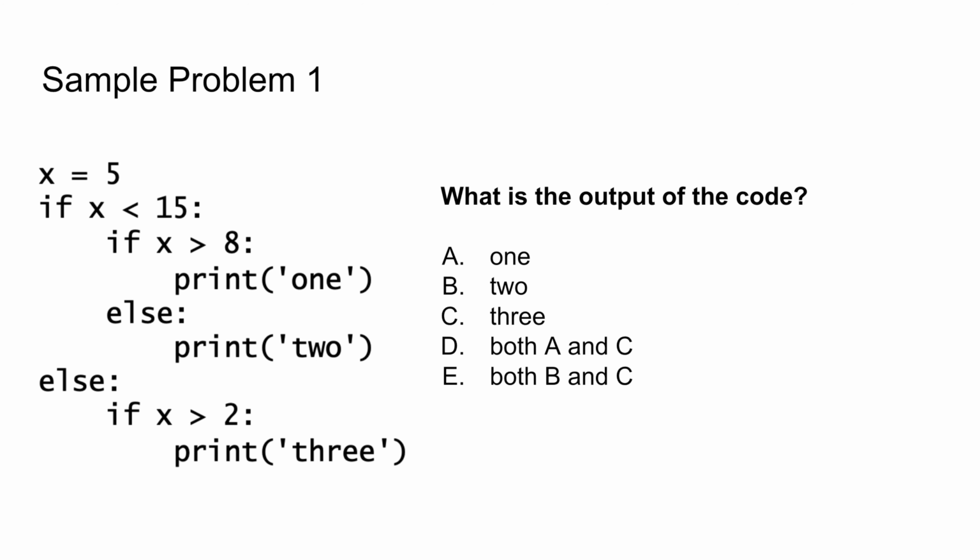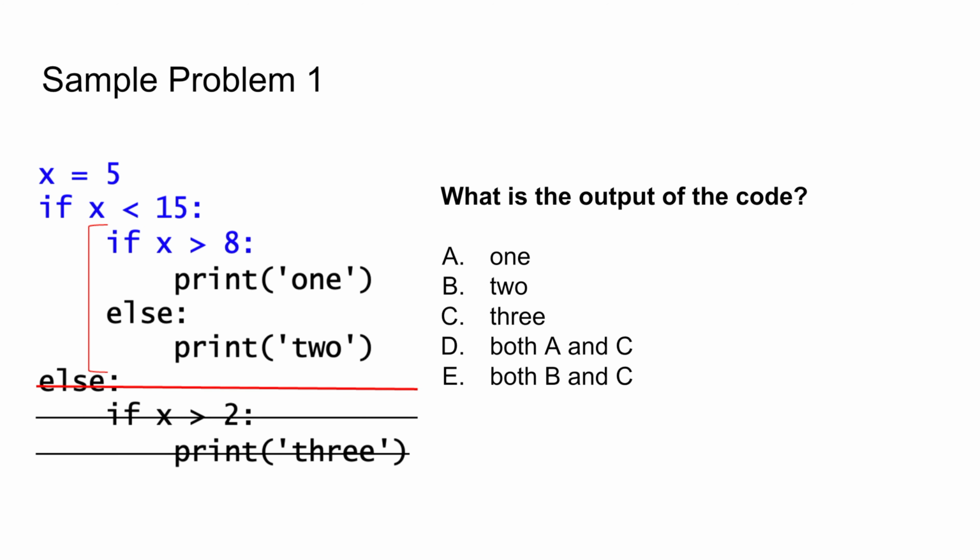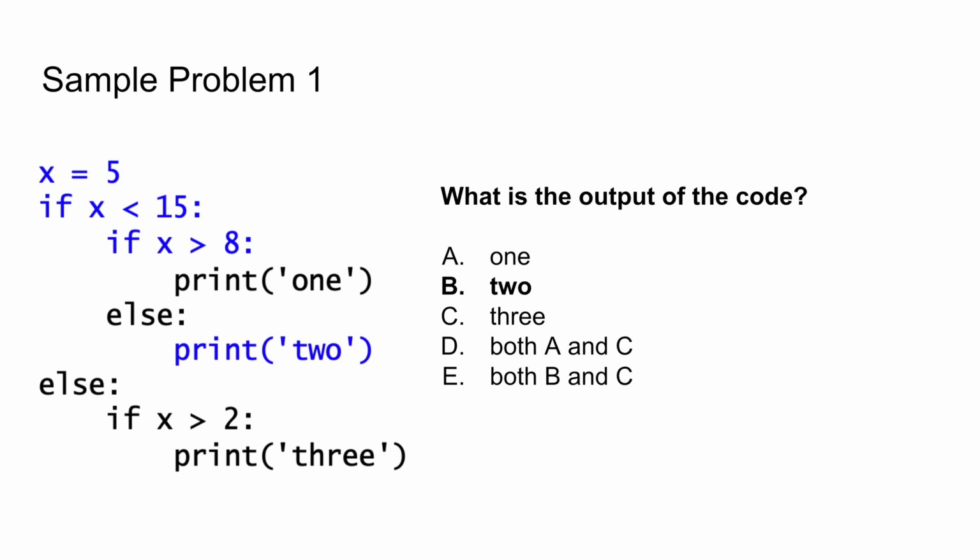Here is a sample problem. If you want to try this problem, stop the video and try it. In this program, the variable x is initially set to 5. Since 5 is less than 15, it goes into the first if statement. Therefore, the else branch is skipped because the preceding if condition was true. So this means that we don't need to consider the else statement after the if statement. Also, the first if branch inside the if statement is skipped because its condition was false. Therefore, this program will print the string 2 and the answer is B.